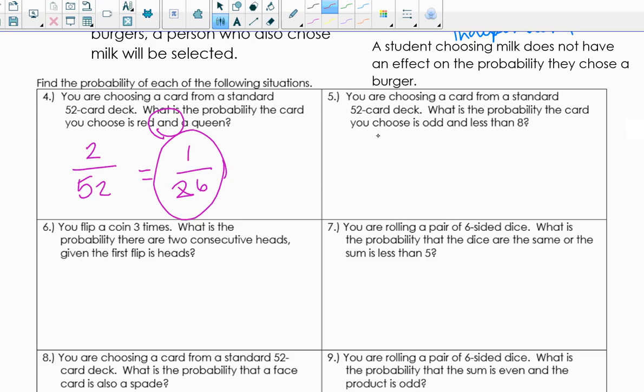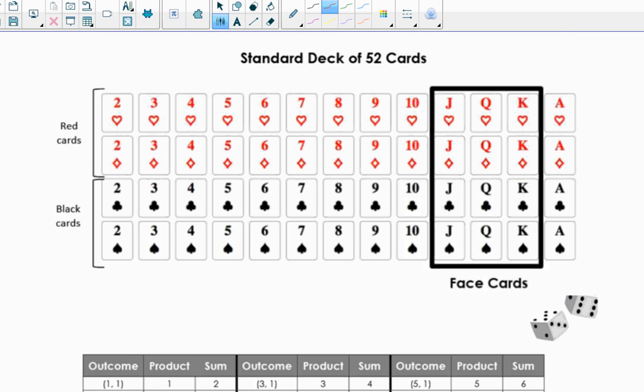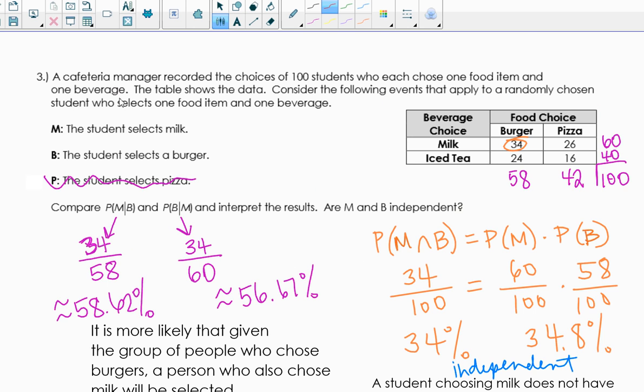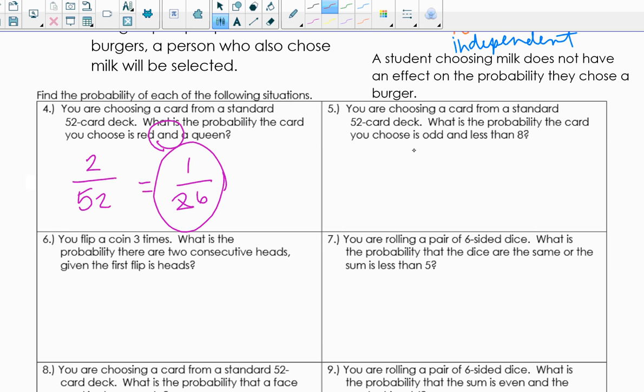All right, the next one, you're choosing a card from a standard 52 card deck. What is the probability the card you choose is odd and less than 8? So odd and less than 8 is any of these, or any of these. So that's 1, 2, 3, 4. So 4 times 3, we're looking at 12 out of 52.